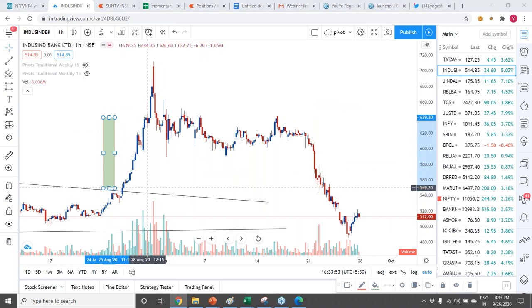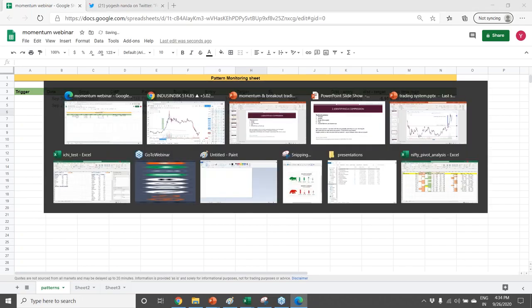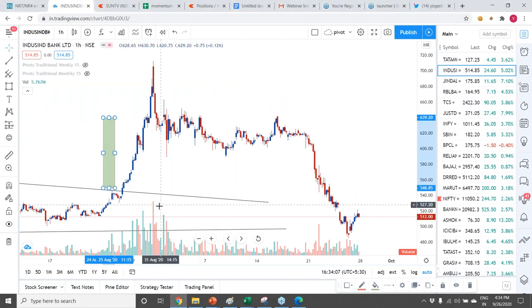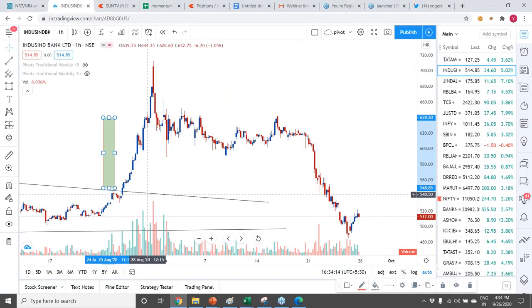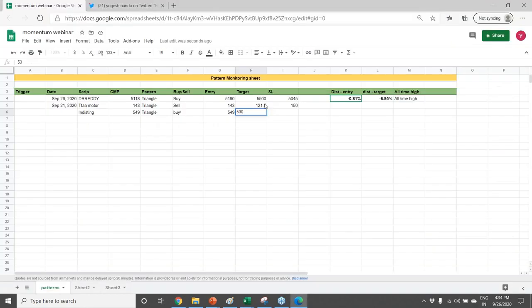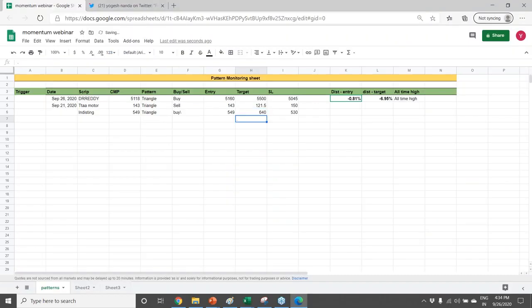So my entry candle was 549, buy 549. Stop loss as per this is 528. 520, sorry. 548, 530. My target, you can see the target here is quite big, 640. So 530 is the stop loss as per the swing.